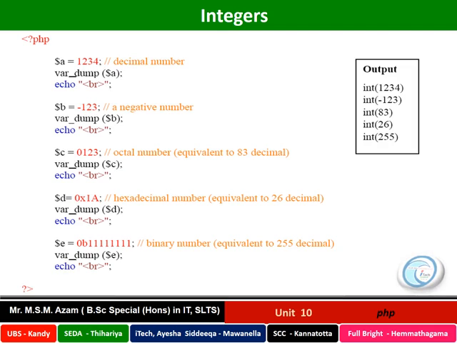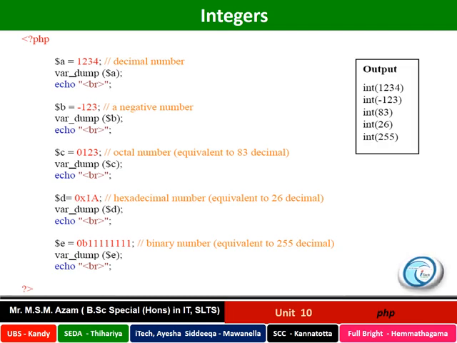Then to declare a hexadecimal number, you have to start with 0x. There I assign the hexadecimal value 1a to the variable d, which is equal to 26 in the decimal number system. So when you type var_dump $d, it returns the data type as integer and the value of the variable d as 26.